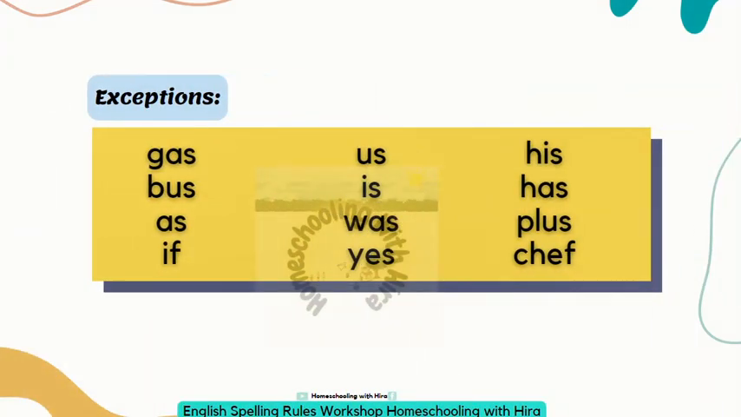And after this, we have some exceptions to the floss rule. Gas, bus, as, if, us, is, was, yes, his, has, plus, chef. These are a few words that are some common exceptions to the floss rule. You can take a screenshot of this as well. And with this, the floss rule is done.